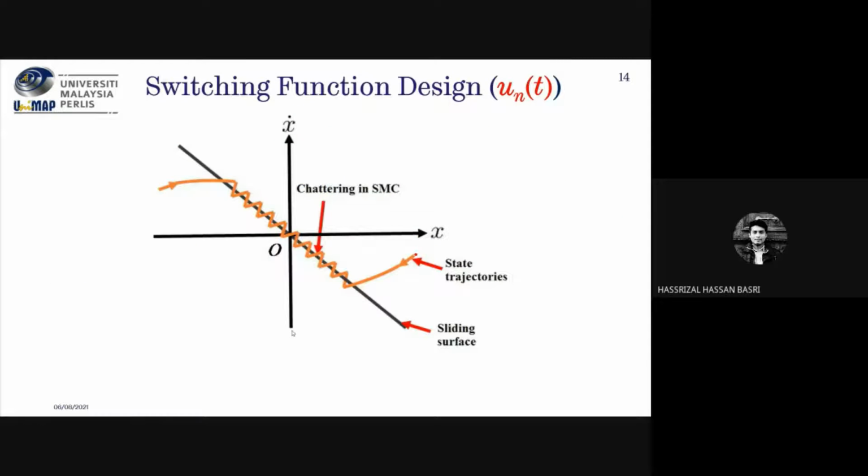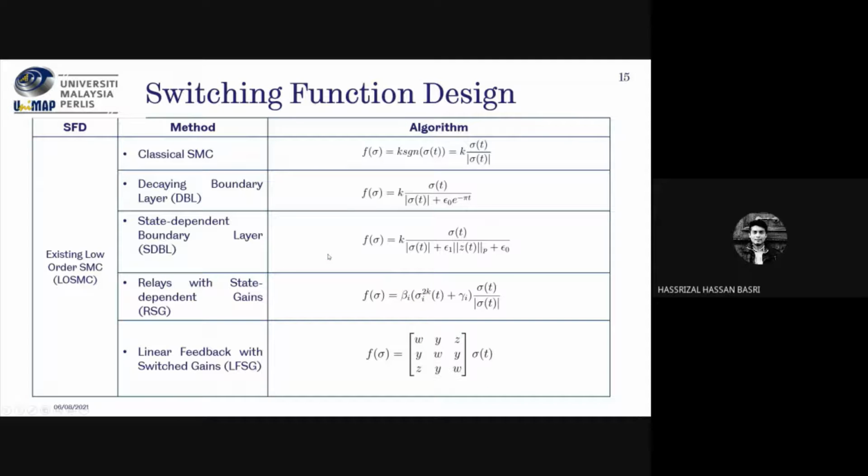Okay, so you can see that this is the chattering in SMC. This is what the chattering looks like. Chattering occurs because the control input u(t) forces the state trajectories, because of the signum function, to maintain or slide around the sliding surface. This is the case. Okay, so there are two groups of techniques in order to eliminate the chattering.